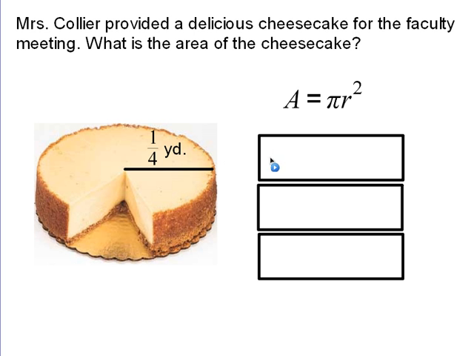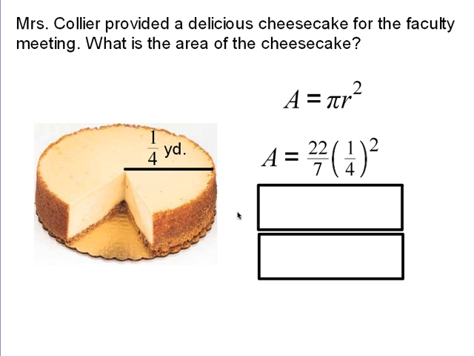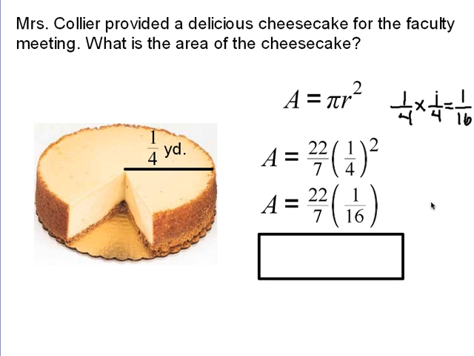Now, since the radius was 1/4, I decided to go with the approximation of 22 over 7 for pi. Now, what we have to do next is bring out the 1/4 squared. So 1/4 squared means we need to multiply 1/4 by itself. So 1/4 times 1/4 equals 1 times 1 is 1, 4 times 4 is 16. So that is what I have here: 22 over 7 times 1 over 16.